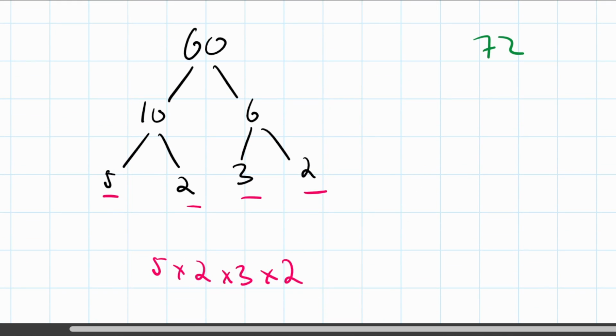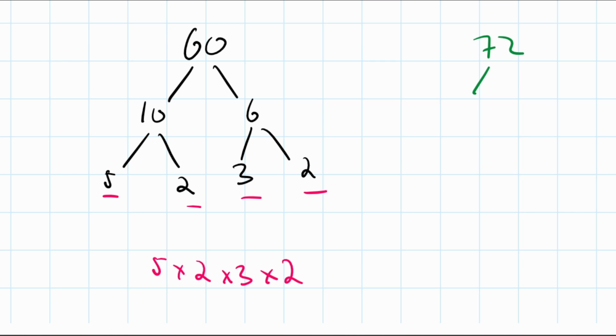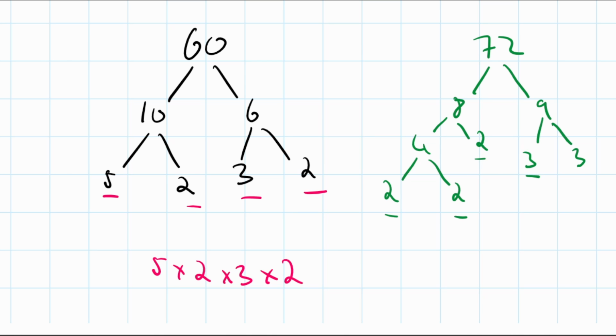Let's write it over here. So 72 broken down to the prime factors. So the first thing I can think of is 8. So 8 and 9. And then we can further break down 8 to 4 and 2. And so that's a prime number, so we leave it there. And then 4 can be broken down to 2 and 2. And those two are prime numbers, so we leave it there.